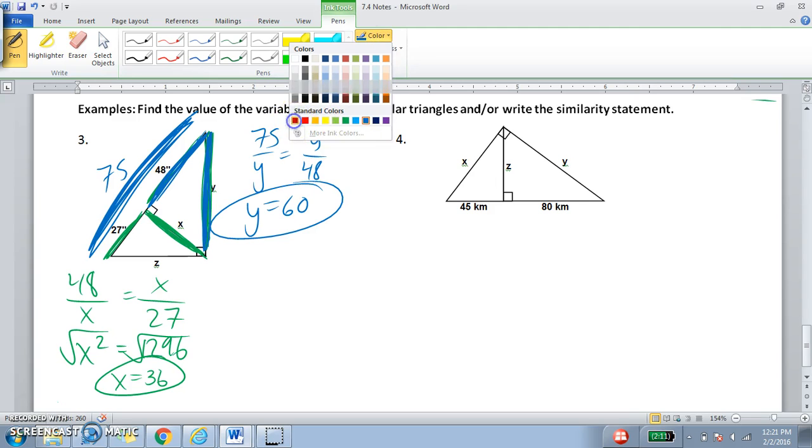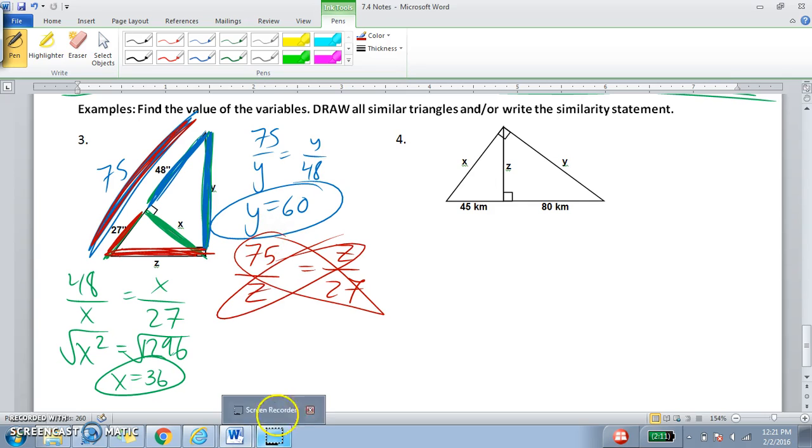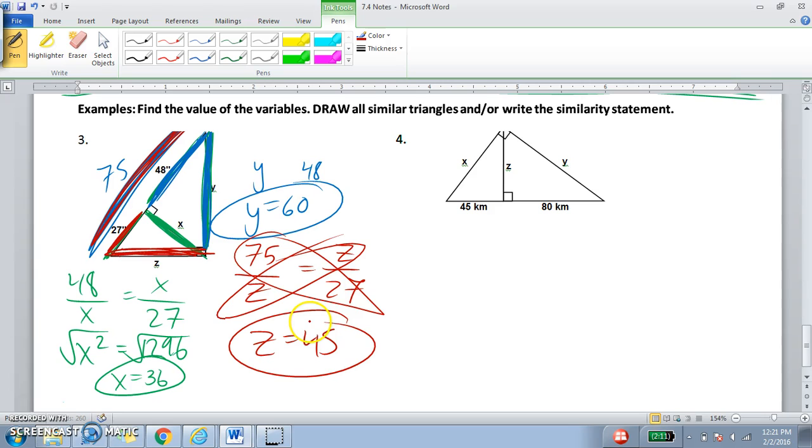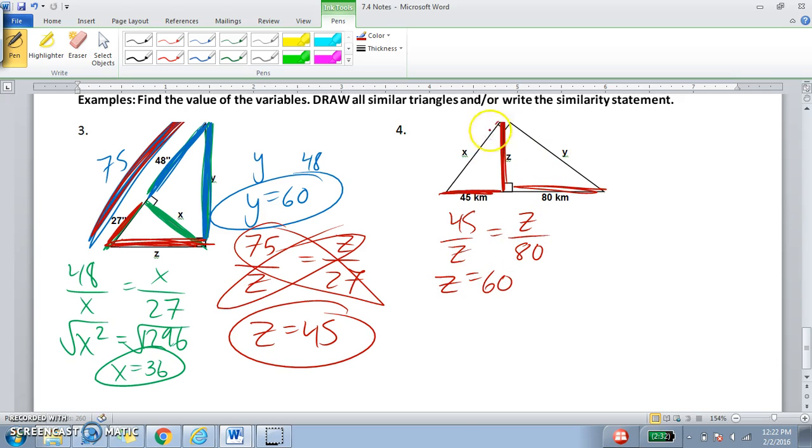The setup for z would be similar. So z is the geometric mean between 75 and now 27, because z is closer to 27. 75 and 27. When we cross multiply this and solve for z by taking the square root, we get that z is 45. Same thing over here for the last one. Altitude, geometric mean between the two pieces, so z and z, 45 and 80. When we cross multiply that, z is 60.